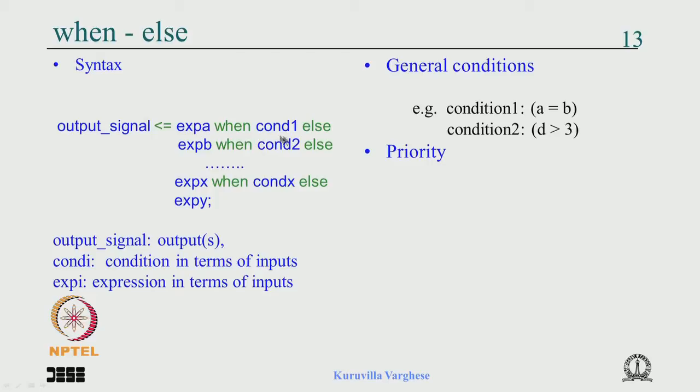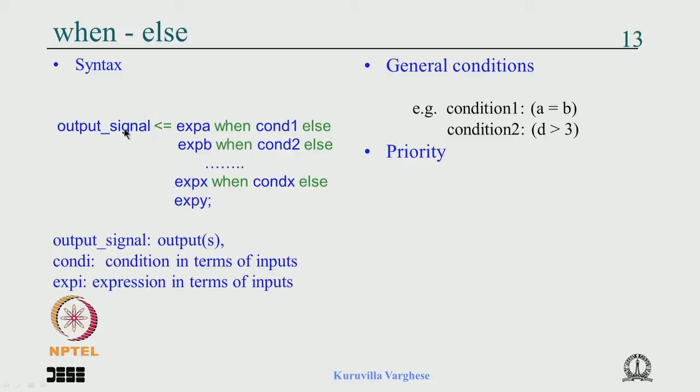So some condition based on the input, then you say else, which was not there in the with select. Else some other expression when some other condition, else and so on. And at the end we say an else, which means everything else is expression Y. So this naturally brings in the priority.